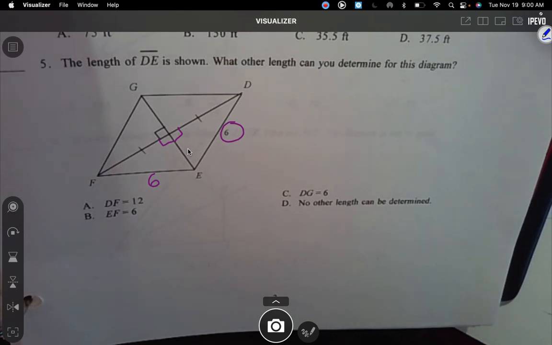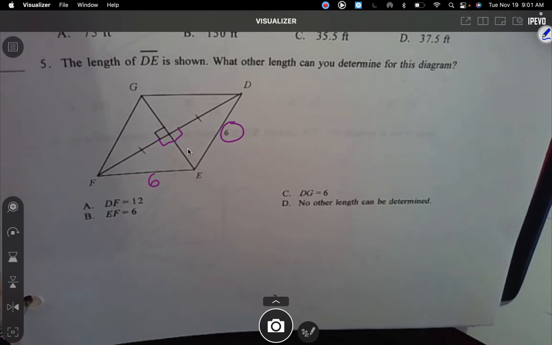DF, I don't really know anything about that being any of those lengths. But it's not DG, because I don't know that these two pieces are equal, right? I could have those as different lengths over there. Does that kind of make sense? Just think about folding it.